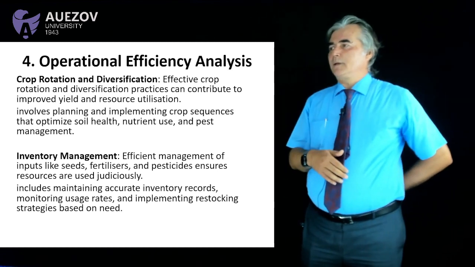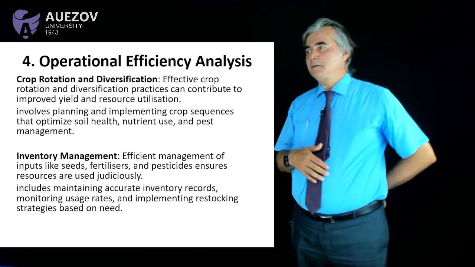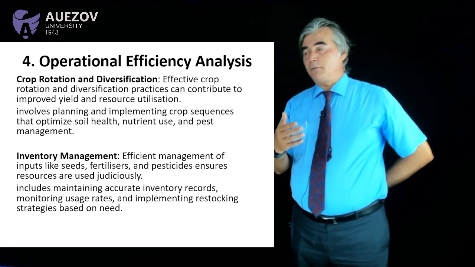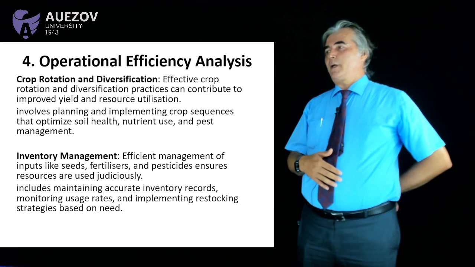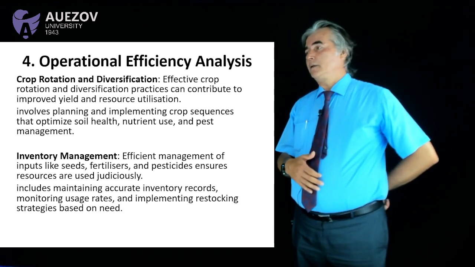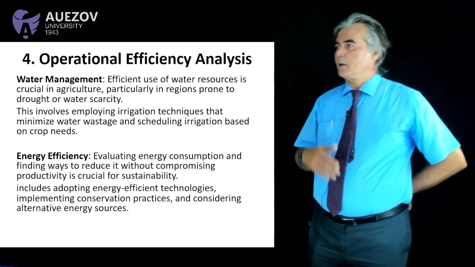Inventory management: efficient management of inputs like seeds, fertilizer, and pesticides ensures resources are used judiciously. It's a problem nowadays for usage. It includes maintaining accurate inventory records, monitoring usage rates, and implementing restocking strategies based on needs.